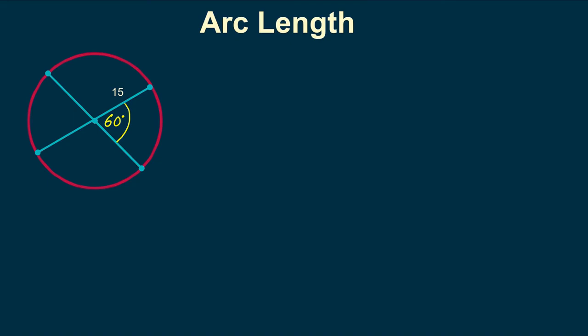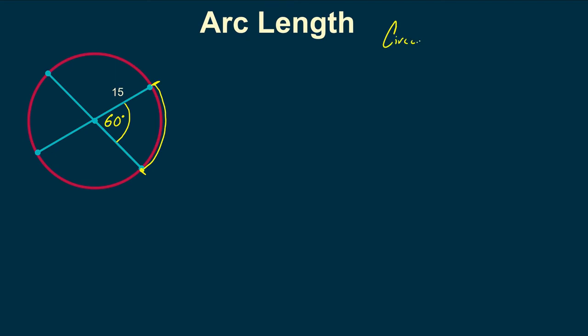We're going to talk about arc length. So arc length is different from arc measure. Arc measure measures the degree of the arc. Arc length measures kind of like the part of the circumference, right? And so we're going to start by finding the circumference, right?